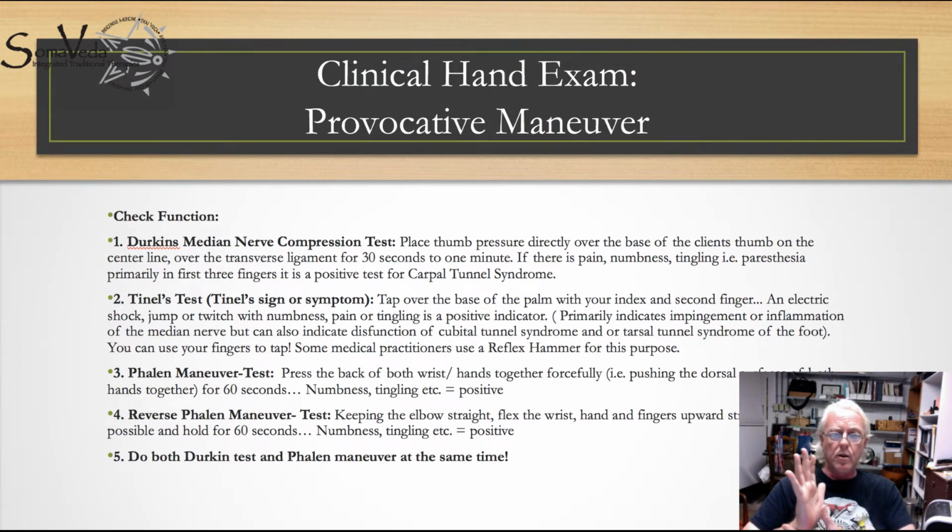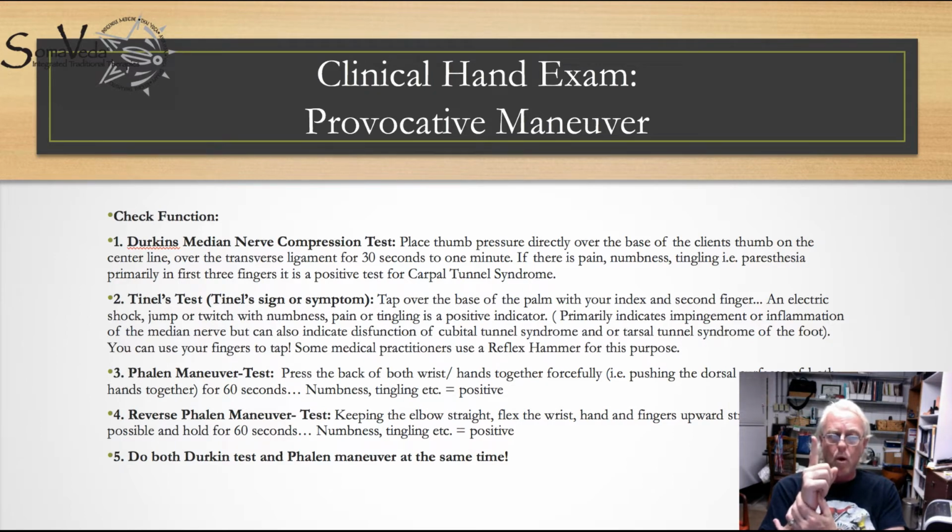For the hand, the provocative maneuvers are, first, the Durkin's median nerve compression test, which is to place the thumb directly over the base of the client's thumb on the center line over the transverse ligament for 30 seconds. Now, the transverse ligament runs back and forth across here. Press firmly and hold for 30 seconds to a minute. If there's pain, numbness, tingling, i.e. paresthesia, primarily in the first three fingers, it's a positive test for carpal tunnel syndrome.